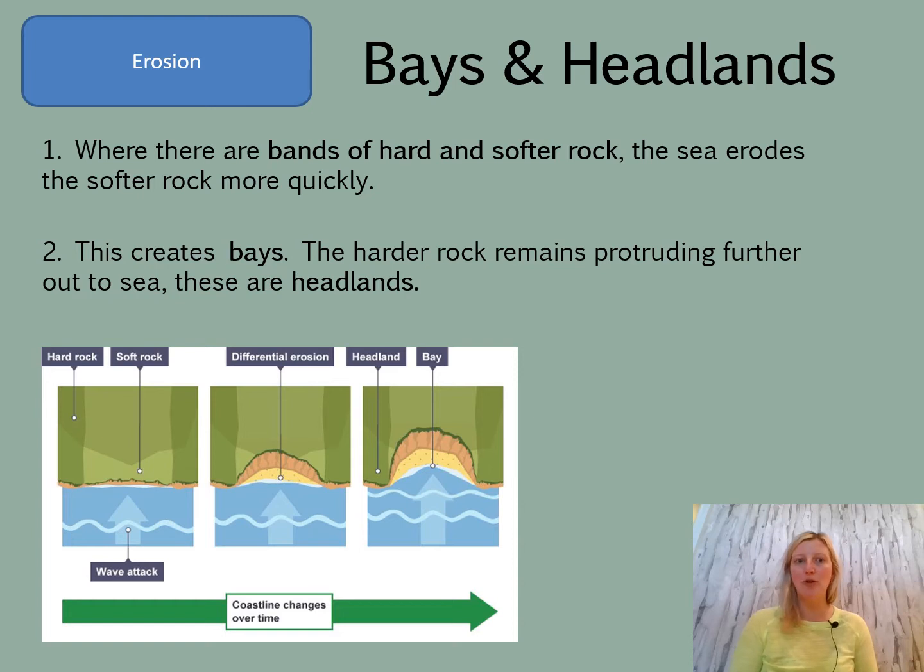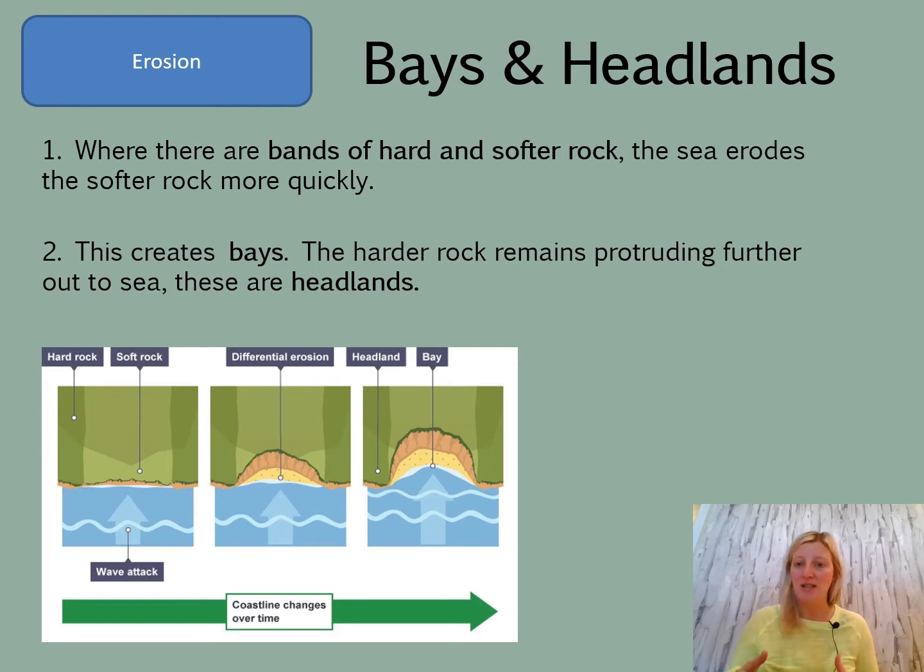We're starting with landforms of erosion, and bays and headlands are our first landform. And these are created along coastlines where there are bands of harder and softer rock, different types of rock. And in these instances, the sea is eroding the softer rock more quickly. So those destructive waves are eroding the softer rock more quickly, and this is creating bays where that softer rock has been eroded.